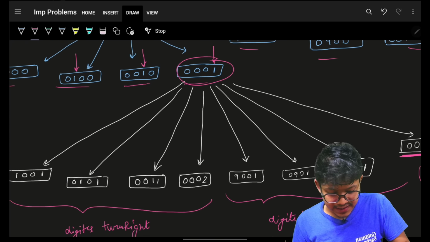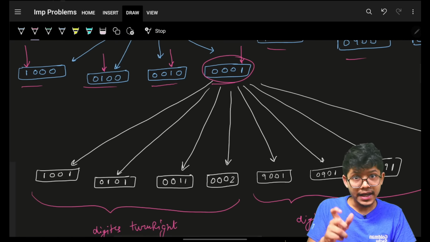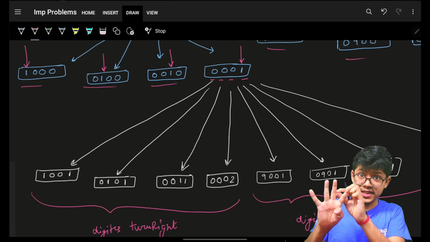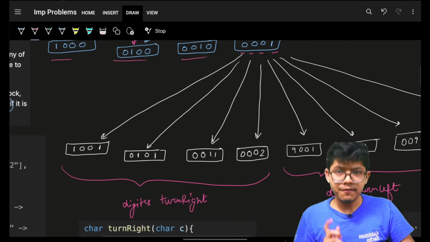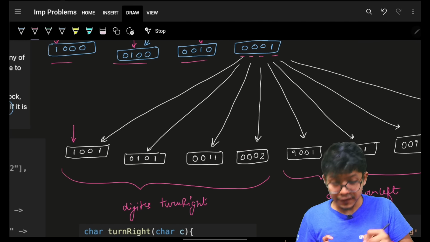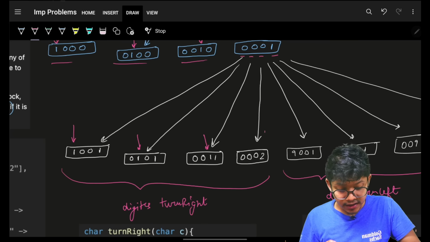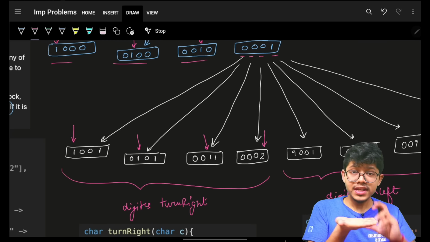Same way, let's say if I am here, I will again try all the possibilities. Again, the possibilities are I can change any of the 4 digits, and when I change it, I'll either turn right or left. Same way, let's try it. Okay, I'll turn the first one right, the next one right, the next one right, the next one right. So I will try all the 4 options and I'm turning them right.